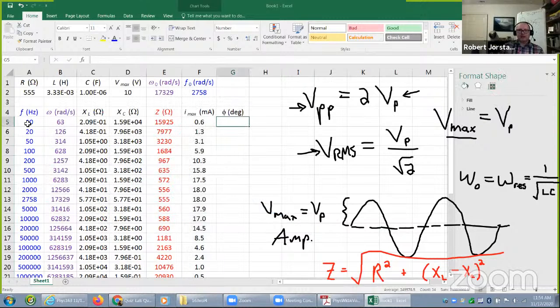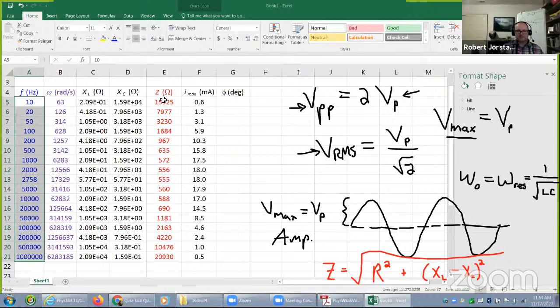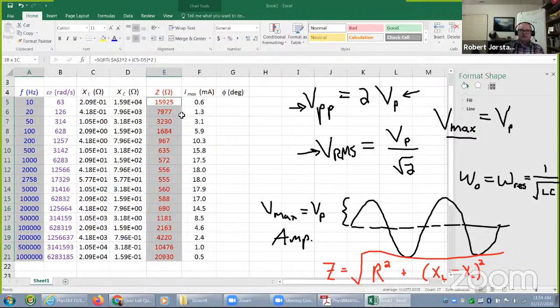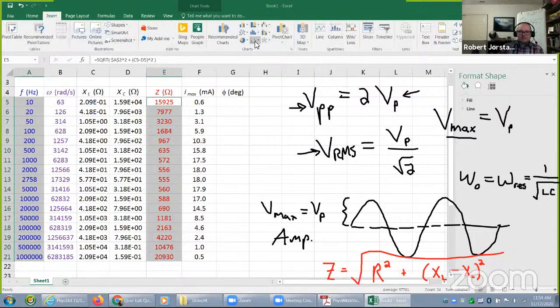Let's see what it looks like if we plot F versus Z. By the way, if you don't know how to do this, remember your columns are not next to each other. You could highlight F, then press and hold Control and highlight the Z values. Then insert, plot.